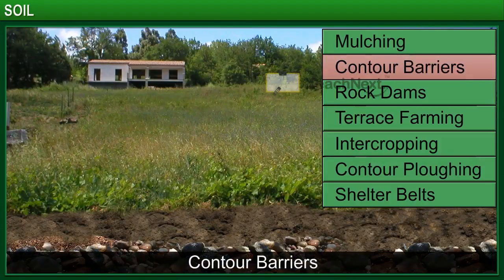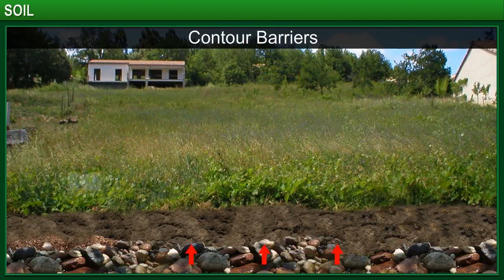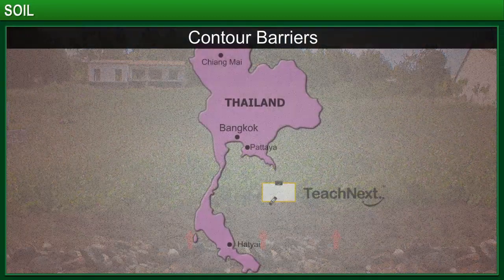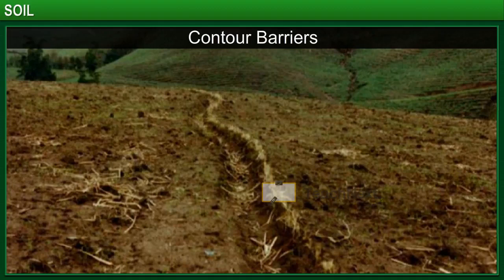Contour barriers refer to barriers of stone, grass, and soil built along the contour lines of a slope. Trenches are built in front of the barriers to collect water and prevent it from flowing down the contours and washing away the soil. Many farmers in northern Thailand have used this method to conserve soil, as the area has steep slopes that are prone to soil erosion.